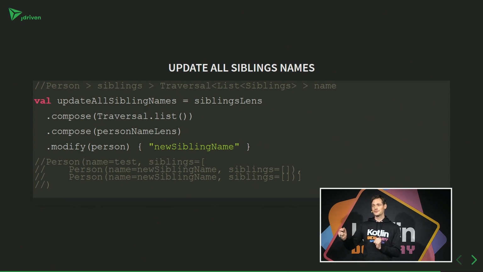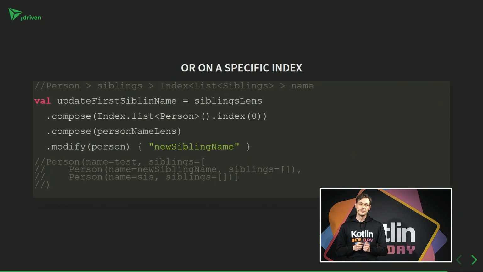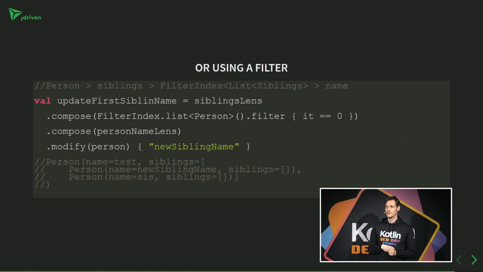So if we have lists in deeply nested data structures, we can easily use lenses and compose those lenses to modify all that. If you think, I don't want to modify all my siblings, I just want to modify the first one, we can also just do it by index. So it's exactly the same thing, but instead of a traversal, we now use an index. Or if we want to change every odd index sibling, we can also just use a filtered index where you can supply a method that selects the index.